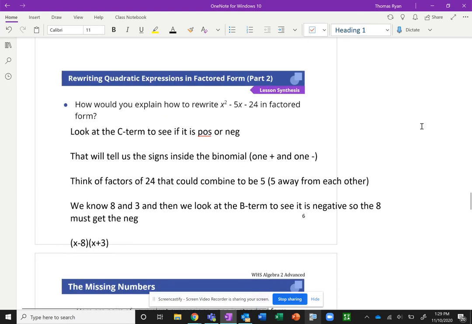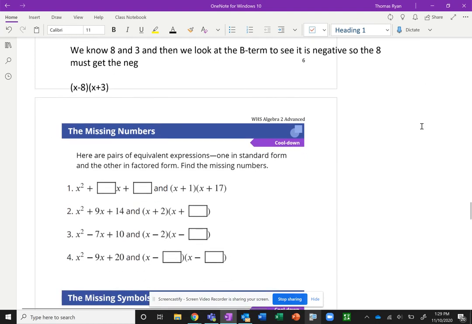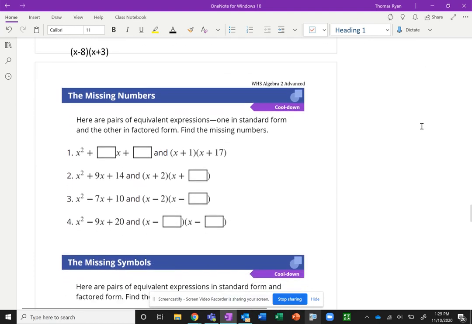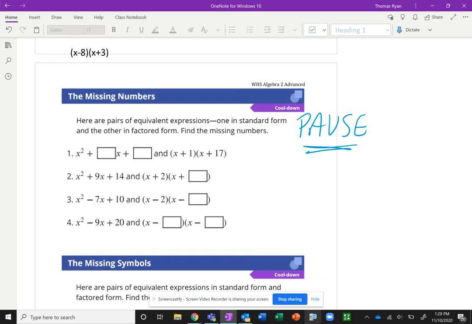Okay, the cool down is pretty straightforward. We're filling in some missing numbers and then some missing symbols. So why don't you guys pause. Okay, now that you're back from the pause, great. All we're doing is going from standard form to factored form, standard form to factored form. We've got to make sure that these things match up.